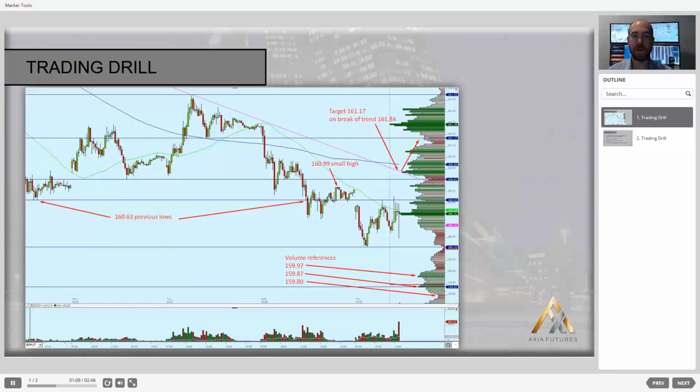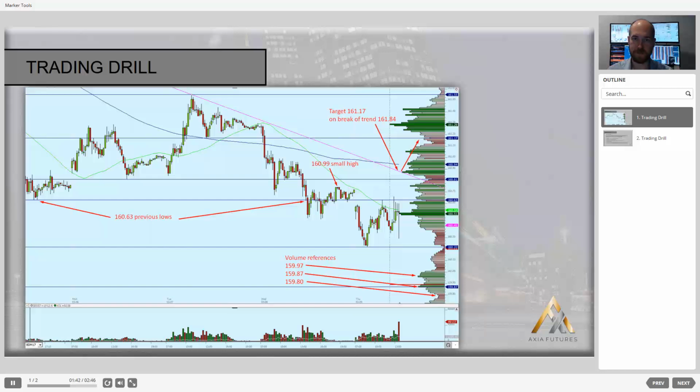Now in terms of levels and areas that you want to be looking for, we've got a clear downtrend which comes in at 160.84, and that comes in if we can get back above those 63. So if we get above 160.63, a move up to 84 is on. Beyond there, we're then looking towards 160.99, which is a small level, and then really 161.17 is the sort of key pivot area that I think the bund could target on a move higher.